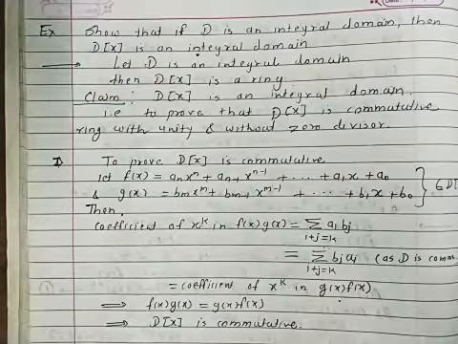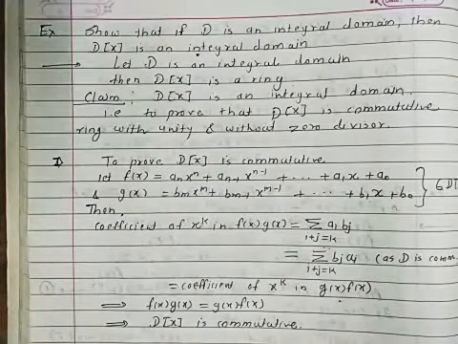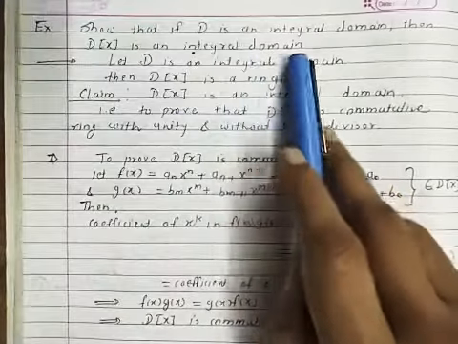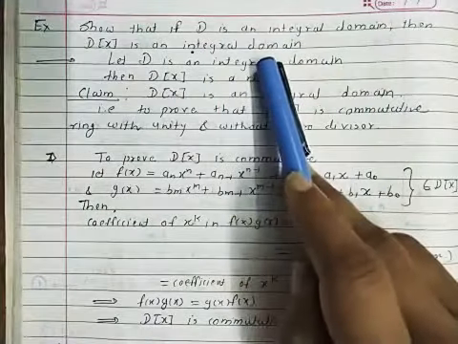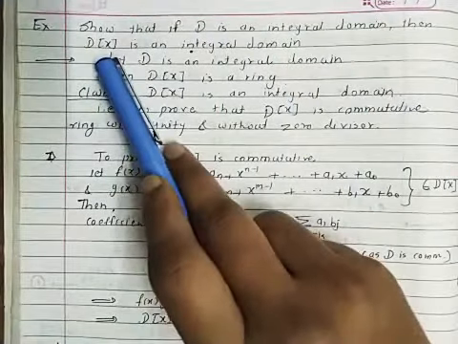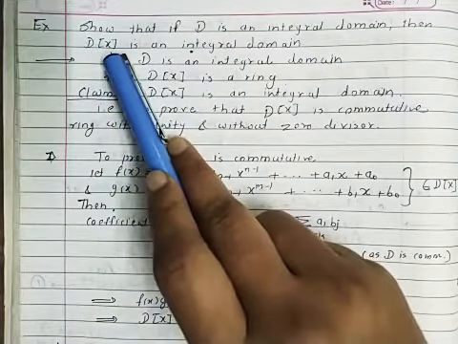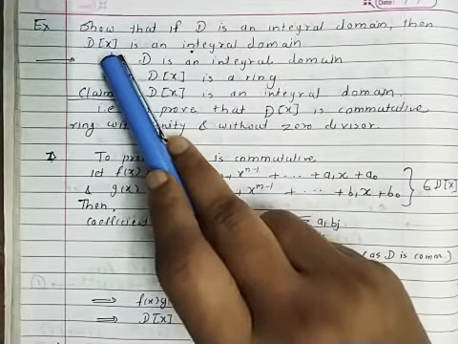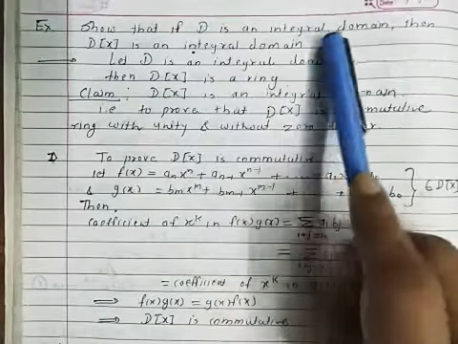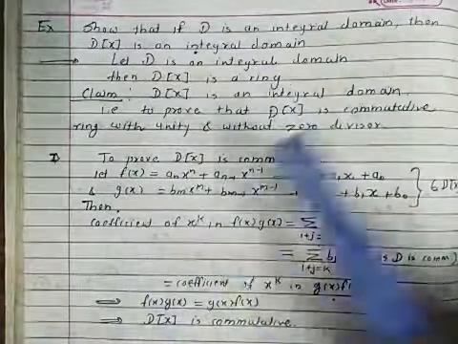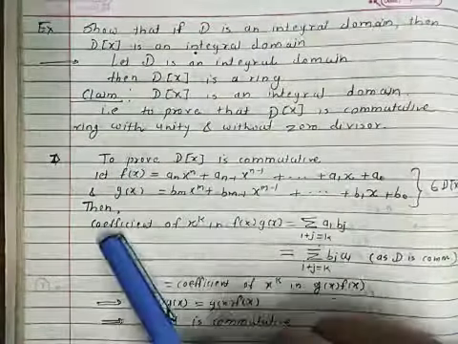Hello students, let's proceed with an example. Show that if D is an integral domain, then D[x] is an integral domain. Now what is D[x]? D[x] is a set of polynomials in which the coefficients will be from D, where D is an integral domain.